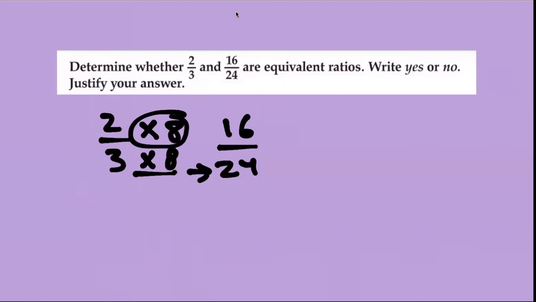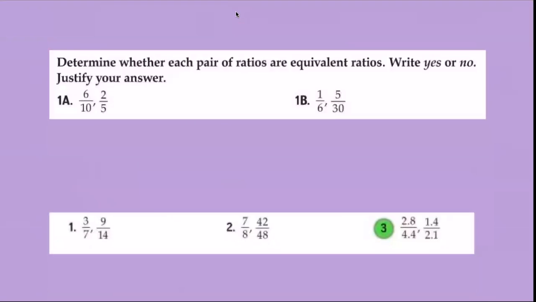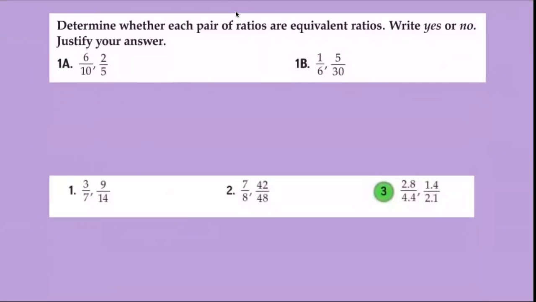Okay, and this has a lot to do, it's kind of like almost reverse simplifying fractions. So let's take a look at a few examples here. So this top one here, we got 6/10 and we have 2/5. So let's put them across from each other and see what we got to do to go from one to the other. Well, to get from 6 to 2, I divide by 3.